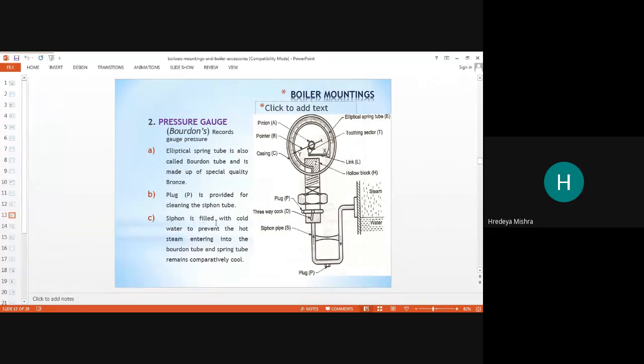The siphon is filled up with cold water to prevent the hot steam from entering the bottom tube, and the spring remains cooled. So in this tube cold water is filled, so the hot steam doesn't affect the spring material.